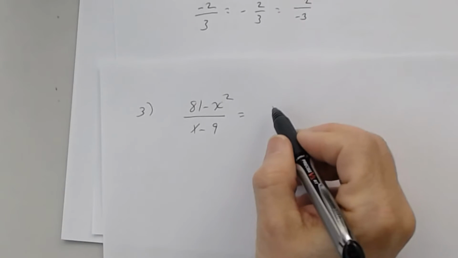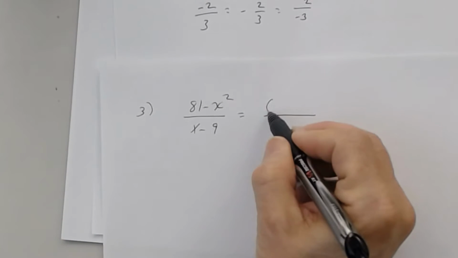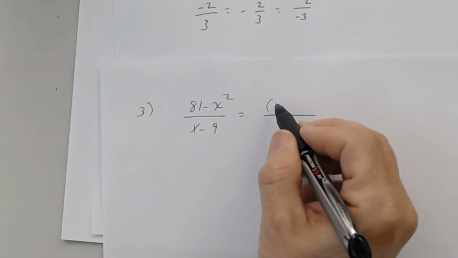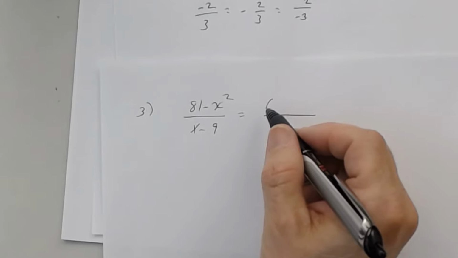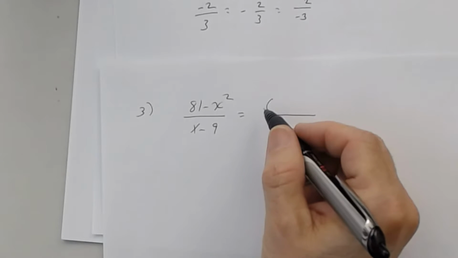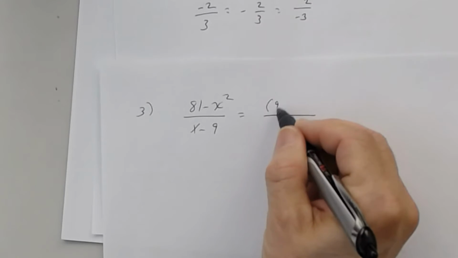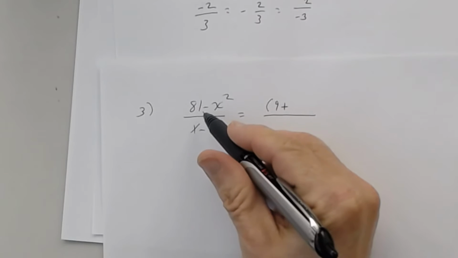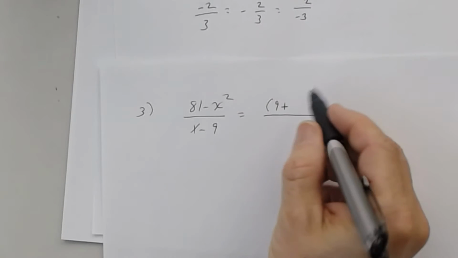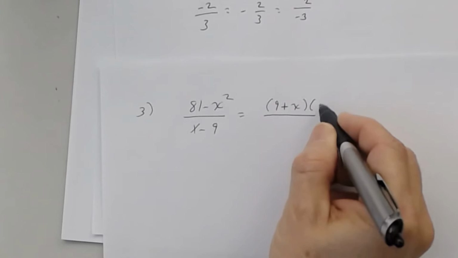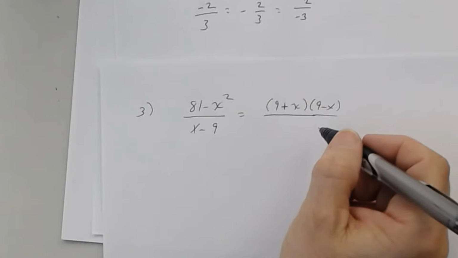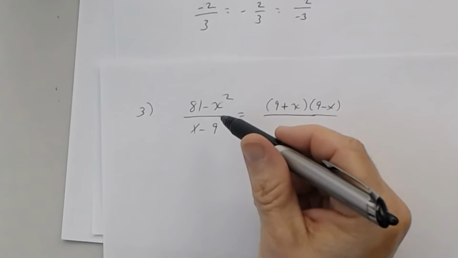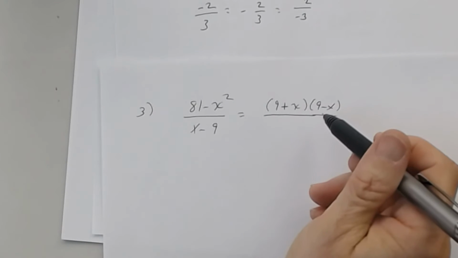Difference of 2 squares. So how are you going to factor this? Nope. That's not x plus 9 times x minus 9. How do you factor that numerator? 9 plus x times 9 minus x. 81 is listed first, not x squared. Okay, that's how you factor that. 81 is listed first, so it's 9, 9.